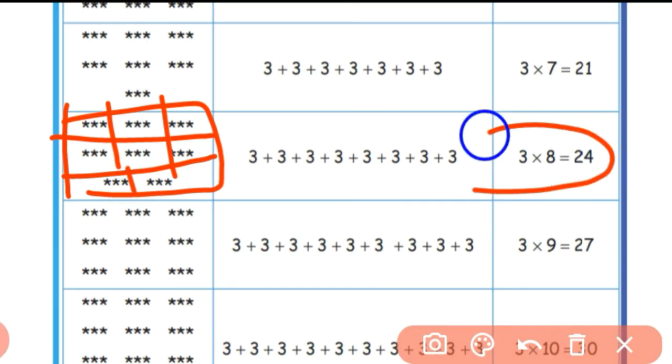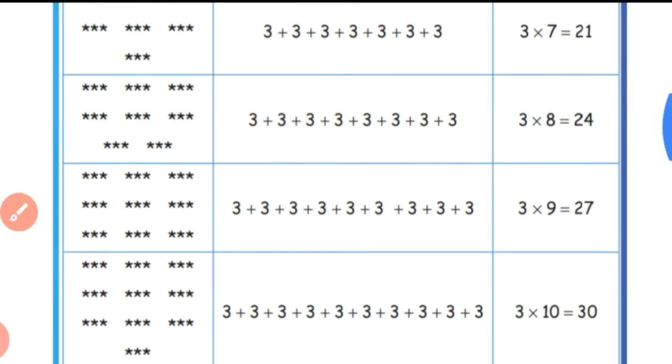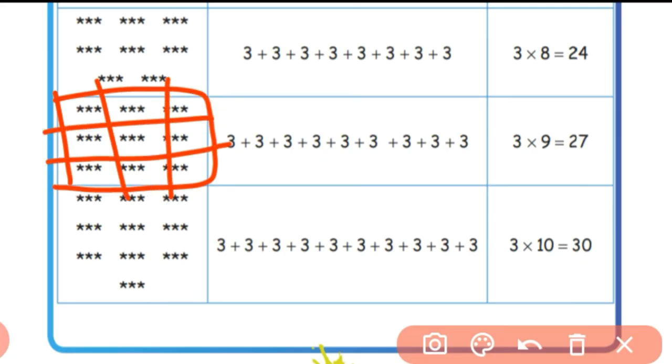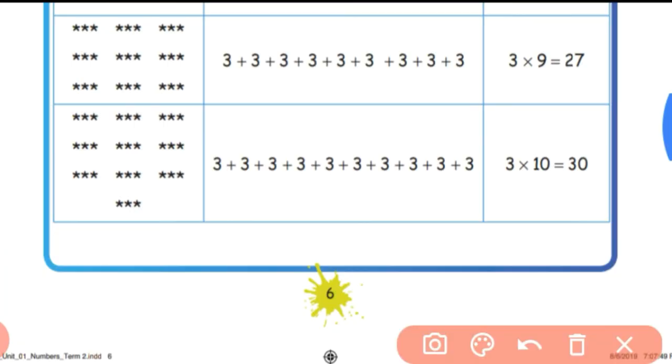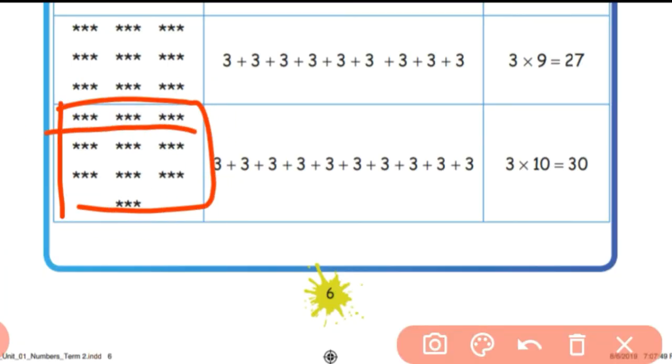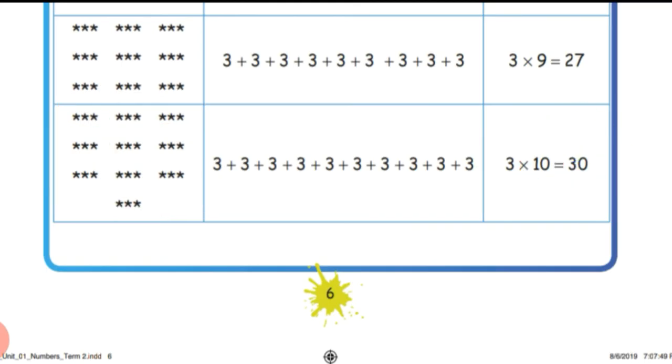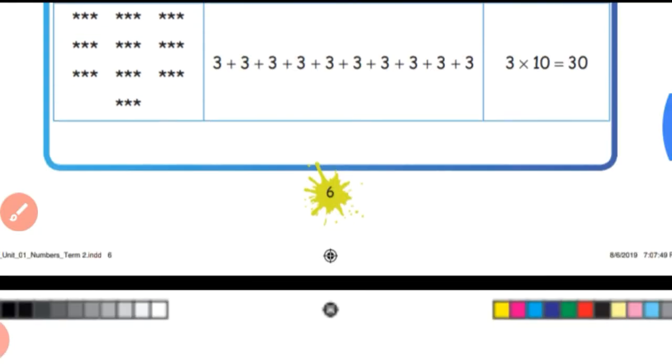3 into 8 is equal to 24. 3 into 9 is equal to 27. 3 into 10 is equal to 30. So, here number of stars is 3. 10 represents number of groups and total number of stars is 30. 3 into 10 is equal to 30.